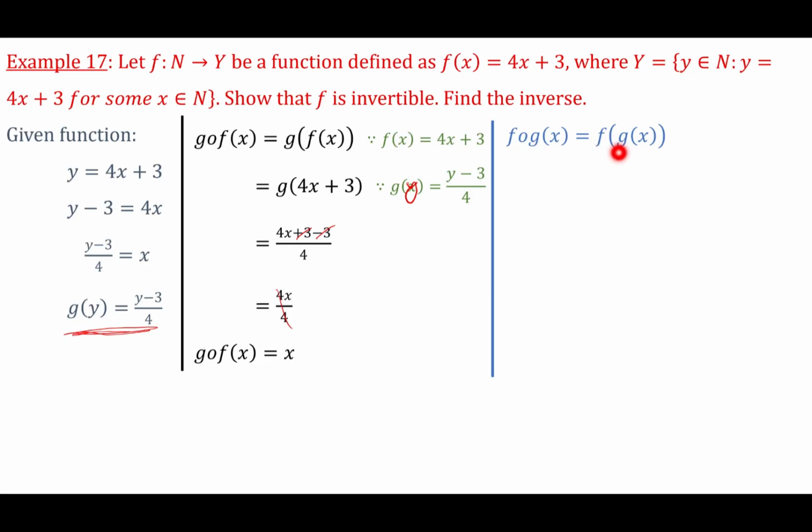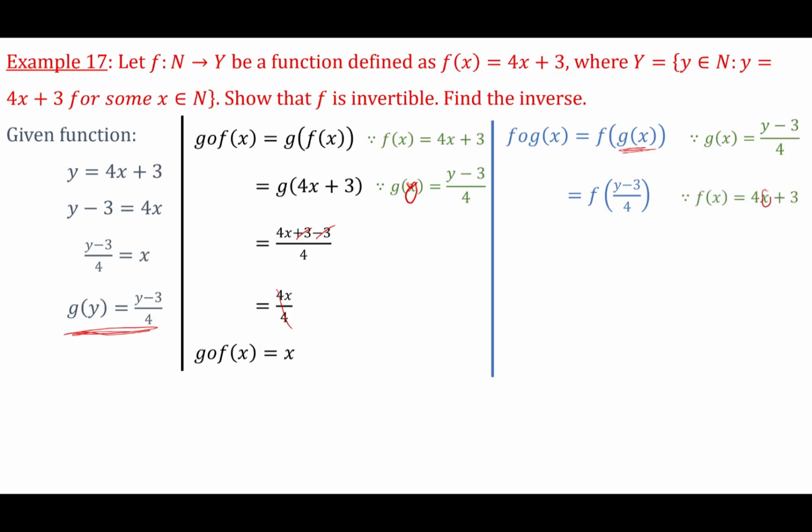f circle g is nothing but f of g of x. And we know the value of g of x. g of x is nothing but (y minus 3) over 4. That is g of y. So in place of g of x, I'm writing (y minus 3) over 4, like this. Now, this is in the form of f of x. And f of x is given as 4x plus 3.